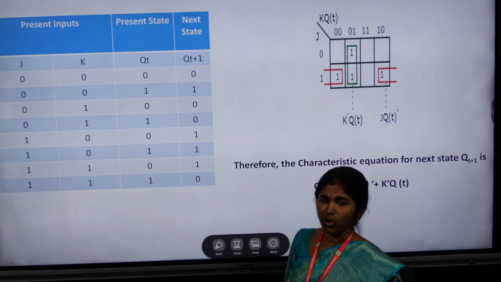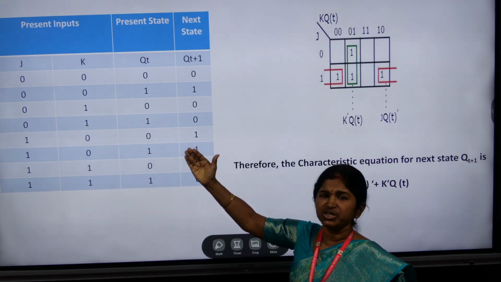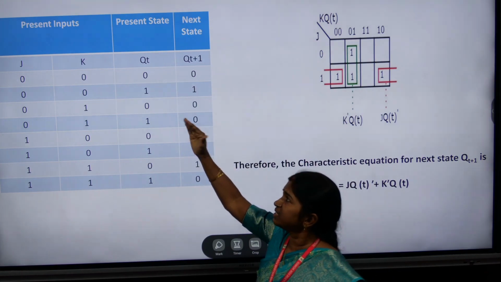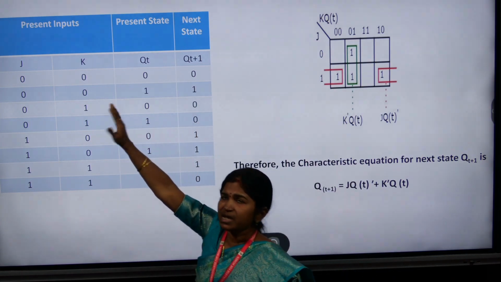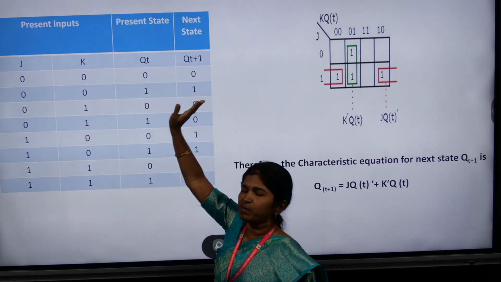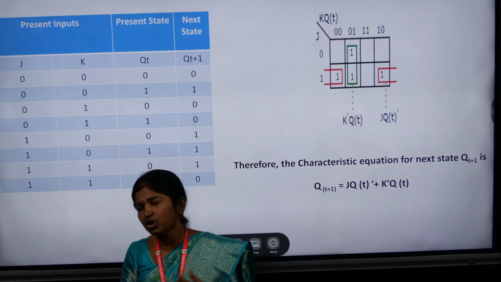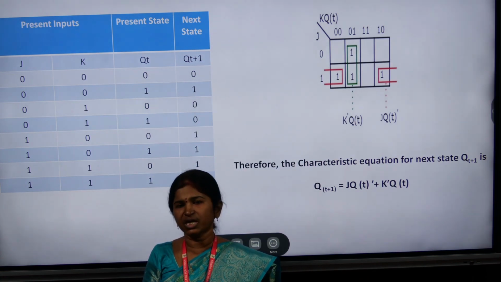So in the JK flip-flop, here we are just writing the characteristic table by changing the inputs, because we are designing the JK flip-flop. Instead of SR, here we are taking JK, same QT is the present input and Q of T plus 1 is the next input. Next, before going to the characteristic table, I want to recall the truth table of the JK flip-flop.